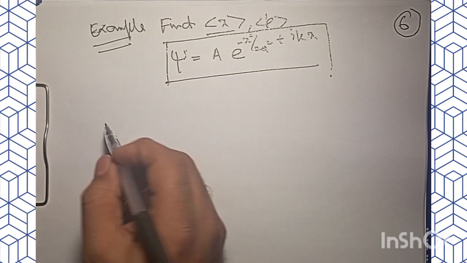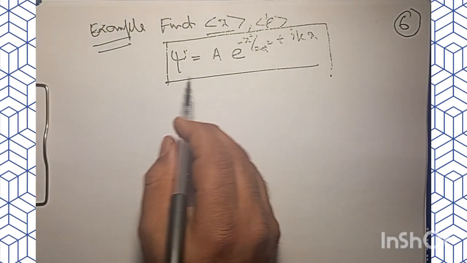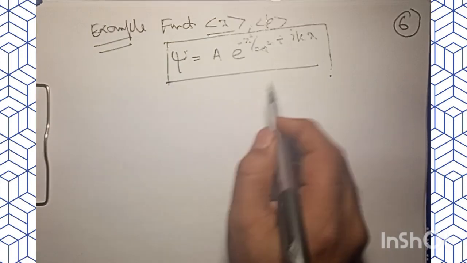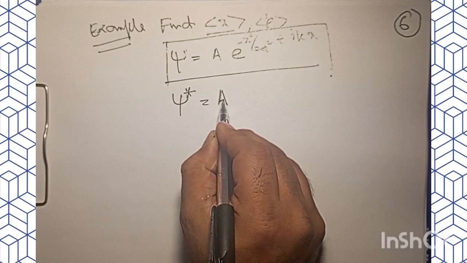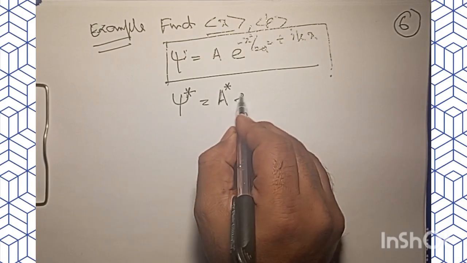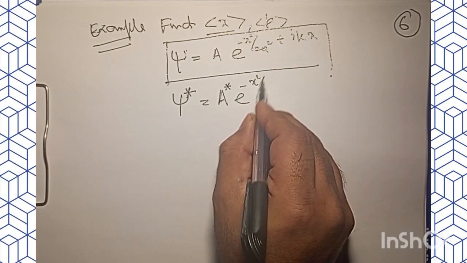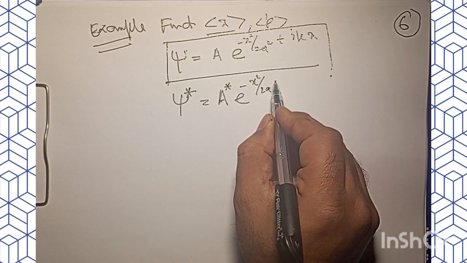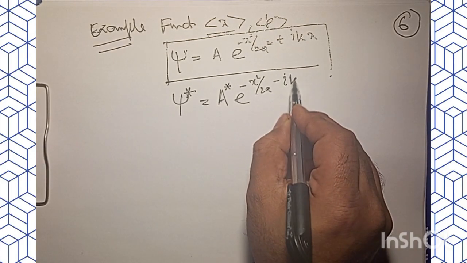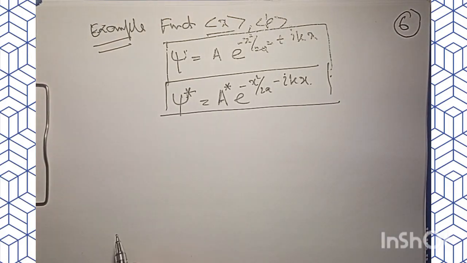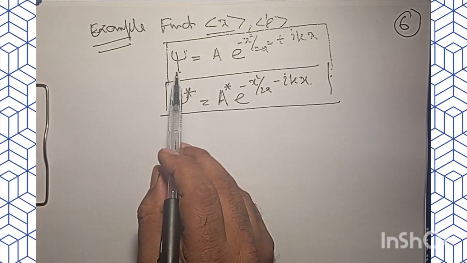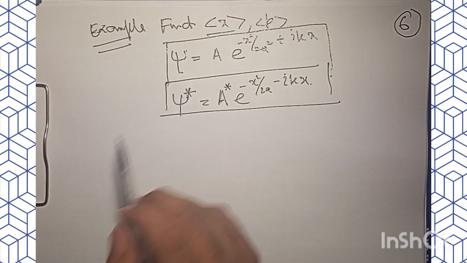Now, for that, we understand that if I take the complex conjugate of this wave function as psi star, what I'll have is a star e to the power of minus x squared by 2a. So this will become minus iota kx. So this is my complex conjugate of the wave function that's given in this example.